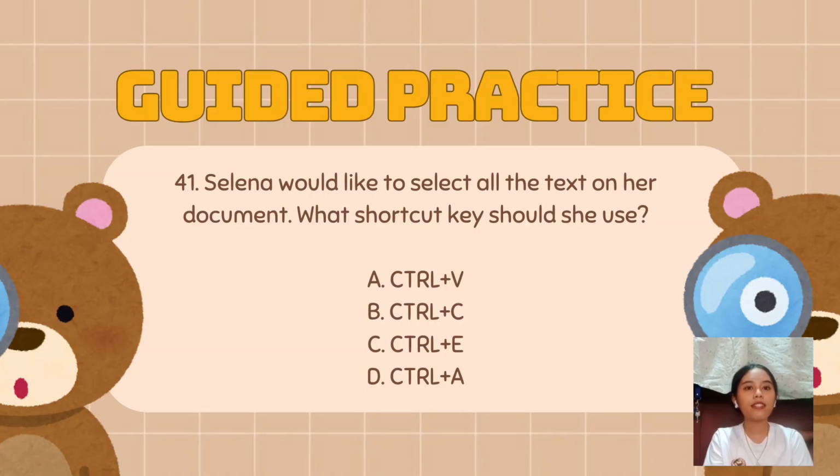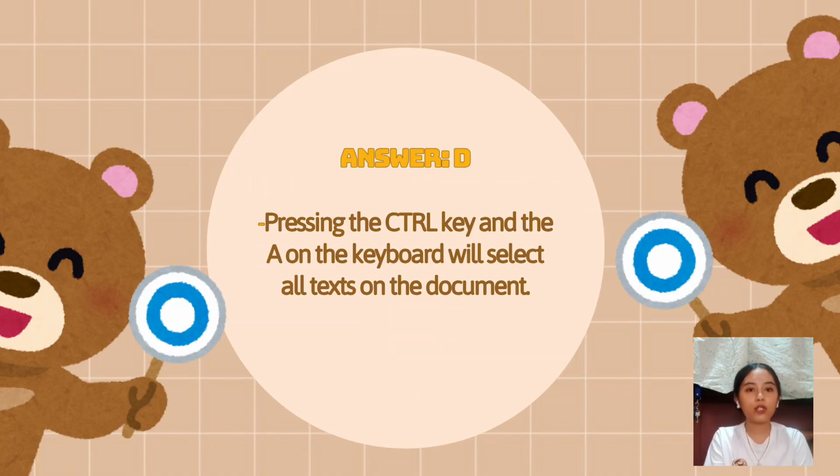It's letter D. So pressing the Control key and the A on the keyboard will select all text on the document. Control V is used to paste, not select all text. Control C is used to copy, not select all text. Control E is typically used for aligning text to the center, not for selecting all text.